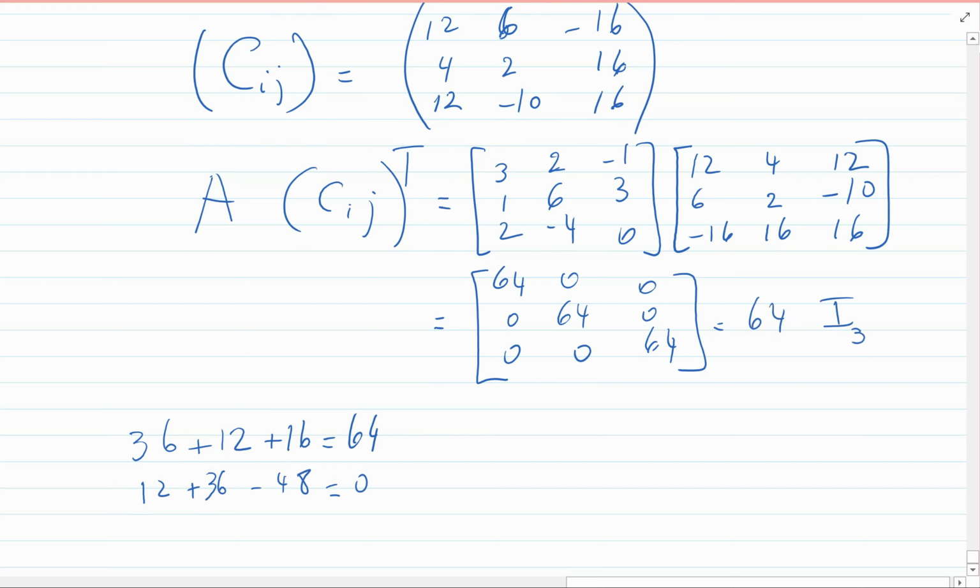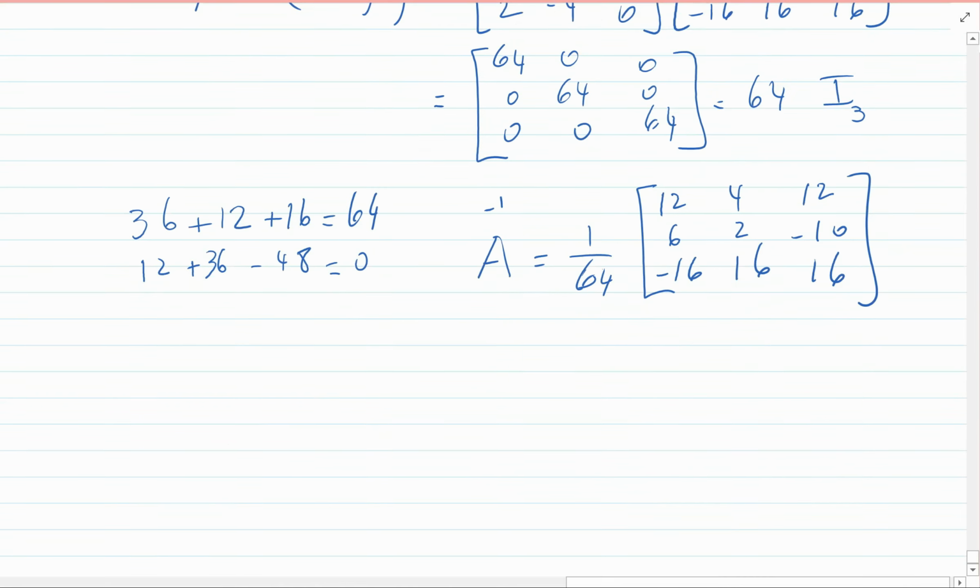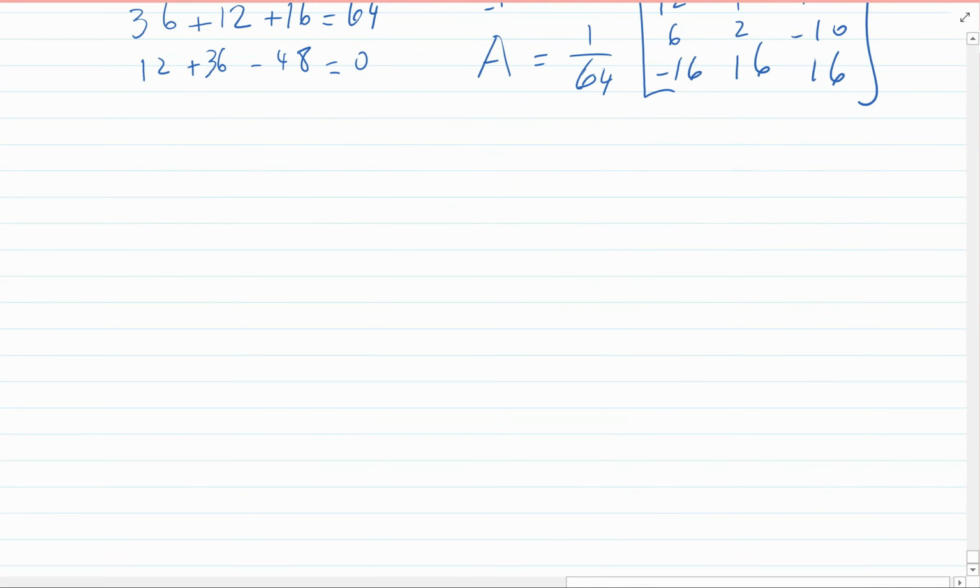So what do we know? We know that the determinant of A is equal to 64, not equal to 0, and therefore A inverse does exist. And what do we have? We have A inverse equal to 1 over 64 times the cofactor matrix transpose, because the adjoint, 12, 6, 4, 2, 16, 12, minus 10, 16. So here is a way of how to compute the inverse of a matrix. Let's do a beautiful example here. Example.